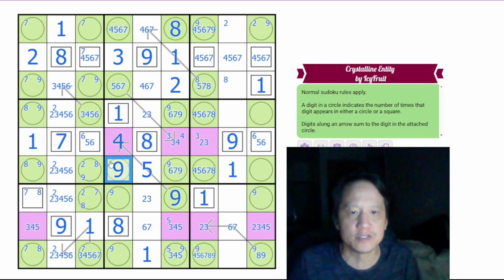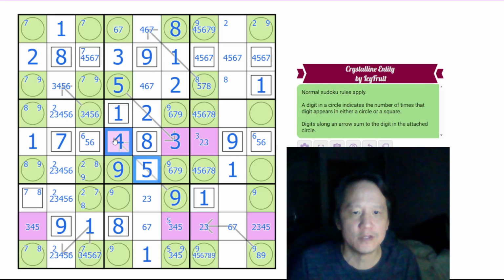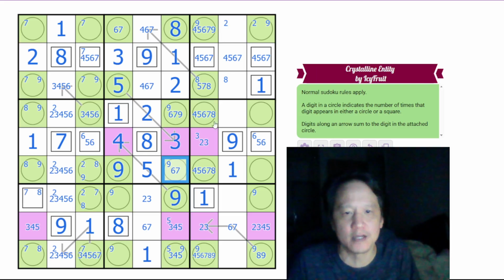Okay. So this is 9. This has to be 3 and 2, which forces this to be 5. So this cannot be 4, 5. This is 6 or 7. 4 has to be one of these two. This 4 and 5, this means this can't be 9.